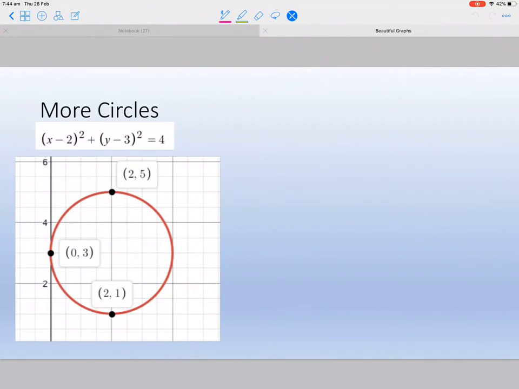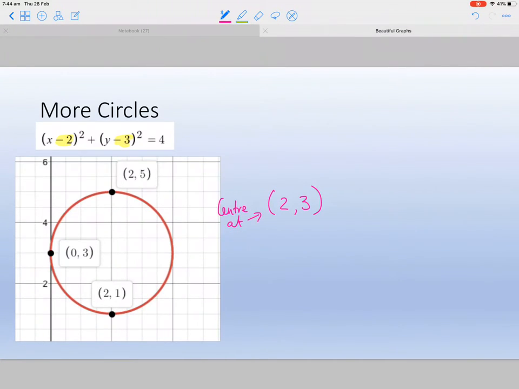So here's a circle, and notice here, what's the opposite of minus 2? And you would say 2. So I'm going to write this out. What's the opposite of minus 3? Oh, positive 3, sorry. Now that should be the center of the circle. Center at, and it should be 2, 3.